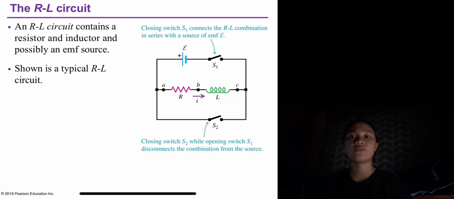Now here we have an RL circuit which combines a resistor and an inductor in a single loop. These two components have very different effects on current. The resistor continuously removes energy from the circuit by converting it into heat. The inductor, on the other hand, temporarily stores energy in its magnetic field. So the competition between these effects determines how the circuit behaves.